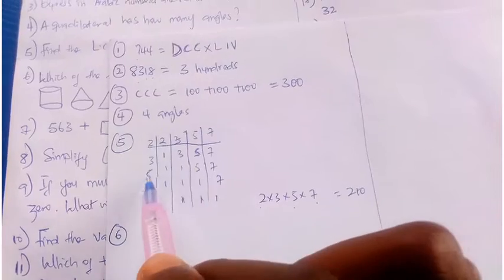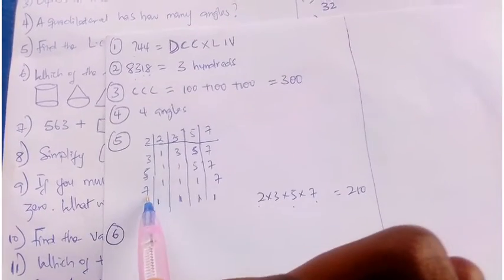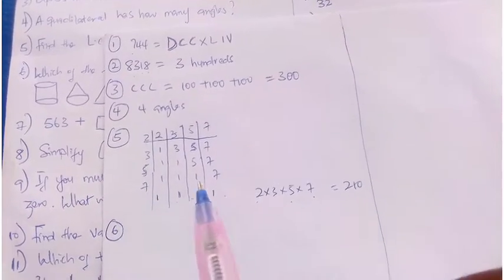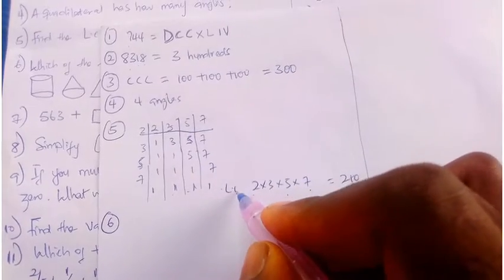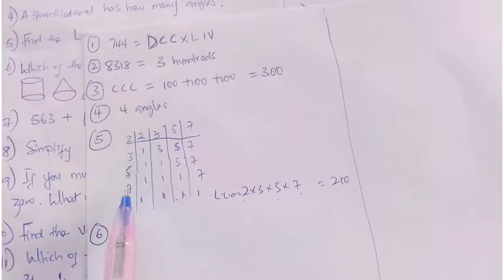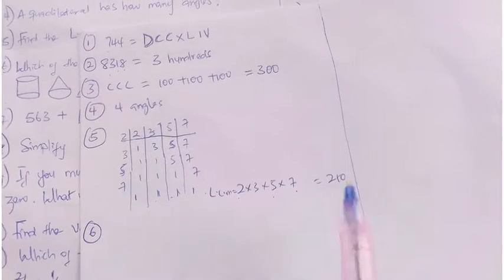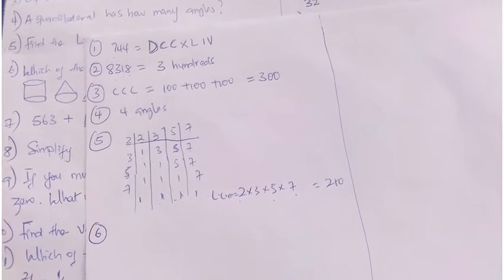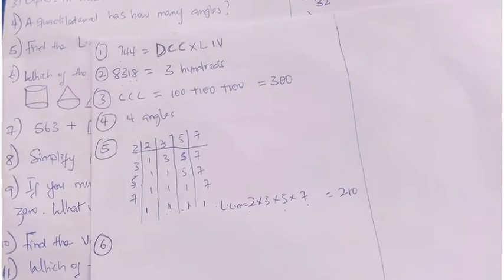1, 1, 5, 7. 5 is the next. 1, 1, 1, 7. 7 is the next. 1, 1, 1, 1. In which case, the LCM now becomes 2 times 3 times 5 times 7, leaving my answer as 210 if you multiply it. Very well.